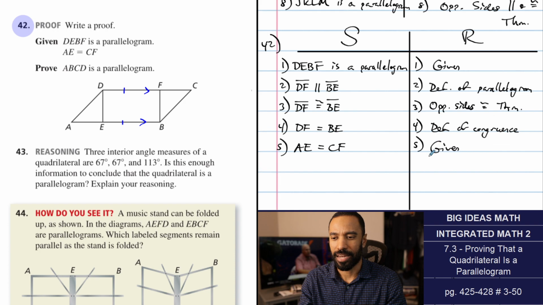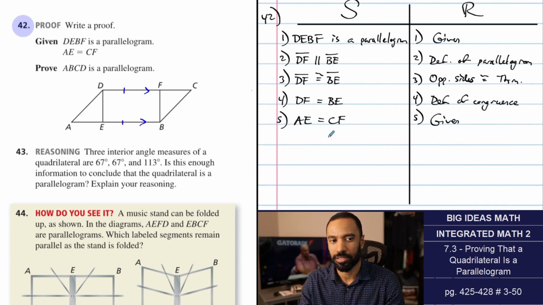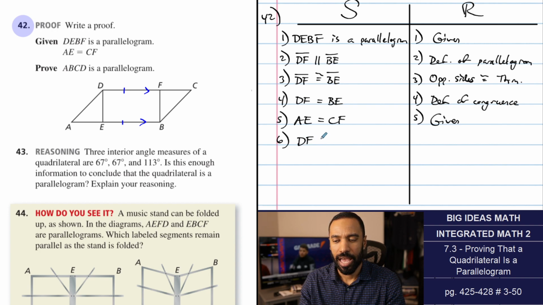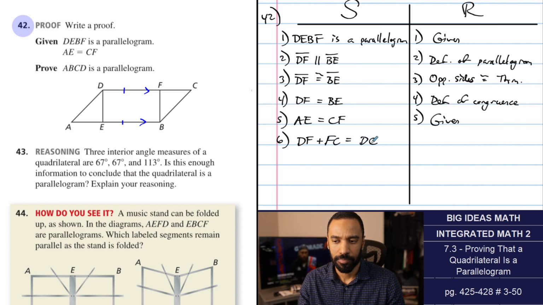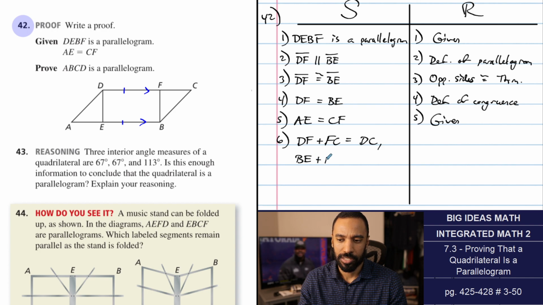Now I'm going to use... I think I can just say... Hold on. DF plus AE... No, AE. DF plus CF, or FC, equals DC. That's segment addition postulate. And BE plus EA equals AB. I'm saying all the letters very wrong. BA. That's segment addition postulate.